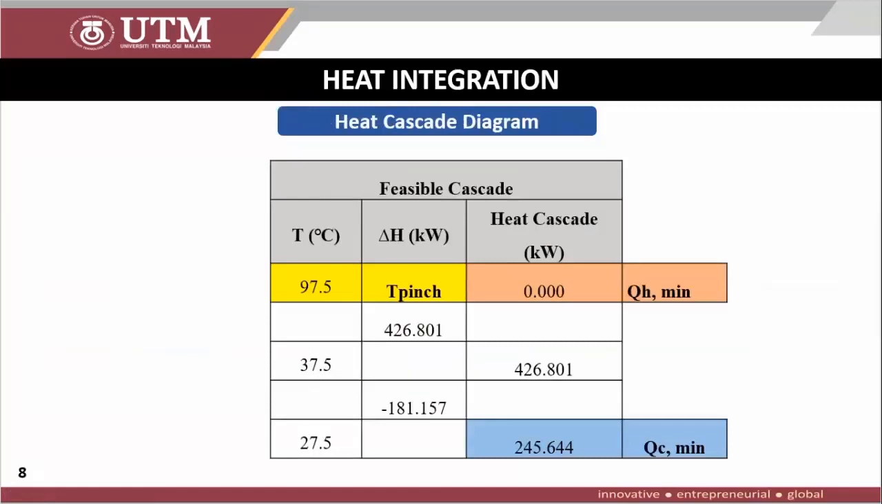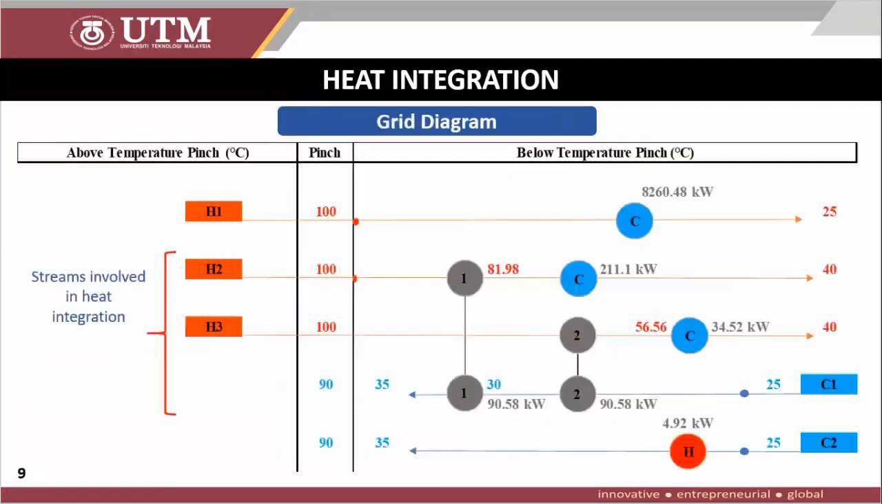So this diagram shows the heat. Based on the physical cascade, the pinch point occurs at 97.5 degrees C, where falls 0 cumulative heat flows. After algorithm and heat cascading were conducted, the heat exchanger network is designed as shown in this figure. For the involved streams, there are 2 heat exchangers required and 2 coolers. For H1 and C2, both need cooler and heater respectively.